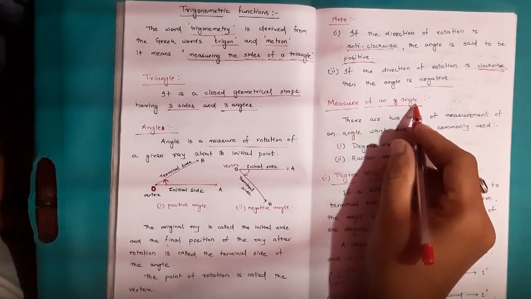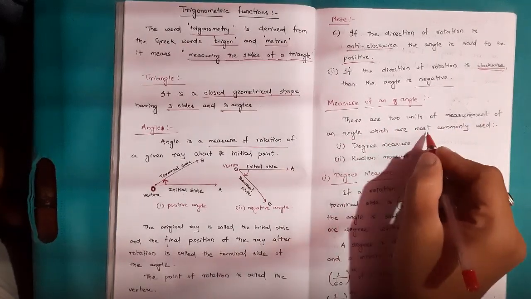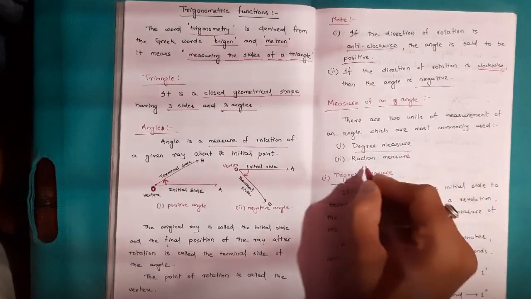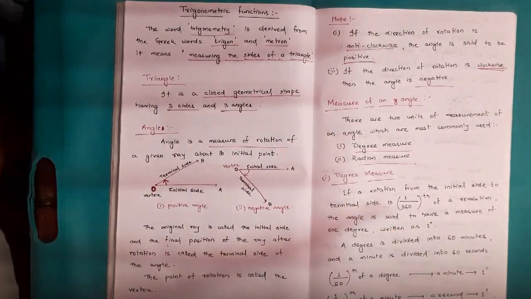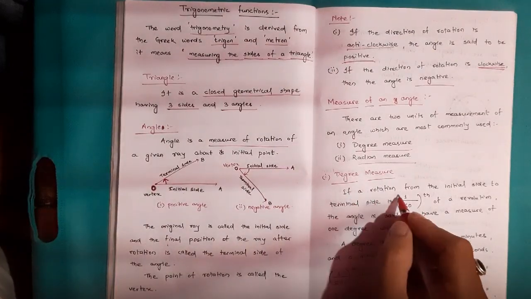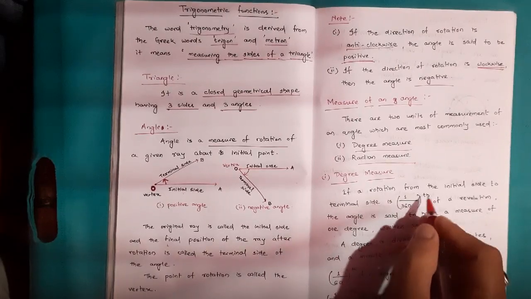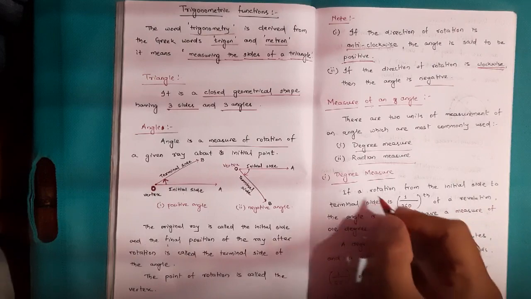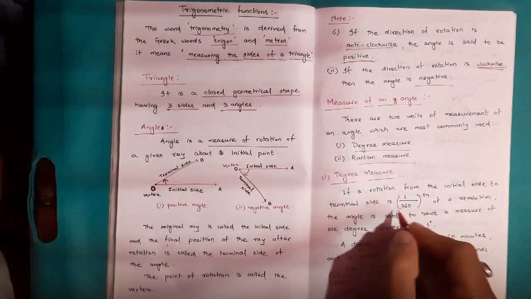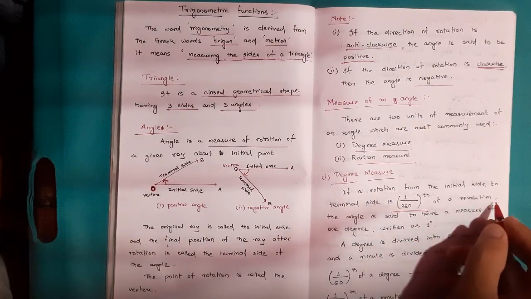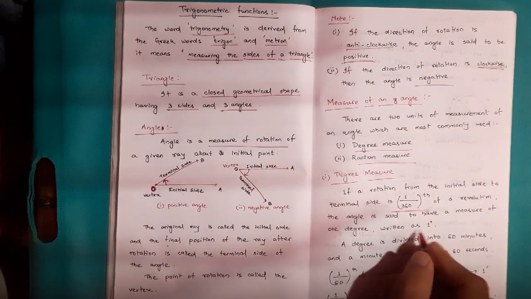Measure of an angle. There are two units of measurement of an angle which are most commonly used, that is degree measure and radian measure. First, we read about degree measure. If the rotation from the initial side to the terminal side is 1/360th of a revolution, the angle is said to have a measure of 1 degree, written as 1°.